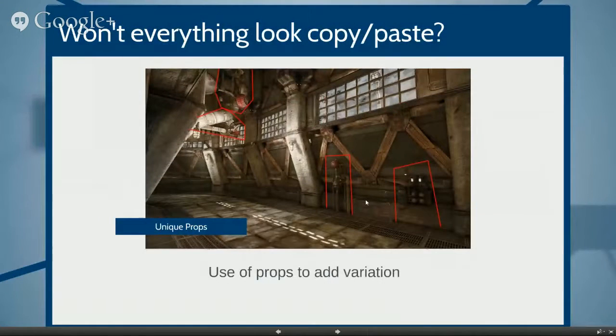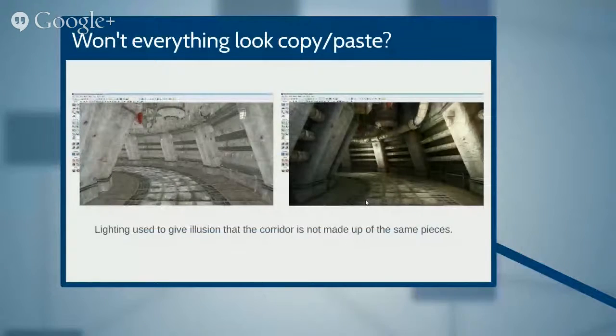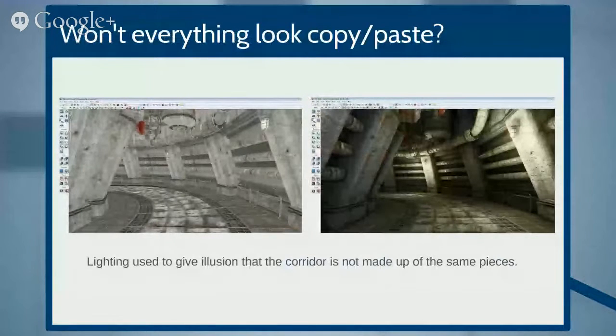So wouldn't everything just look copied and pasted? Well, yeah, things can look copied and pasted, and it is quite important that if you are building something that's a little bigger, then you make sure that you have either unique props put in there. That will help you out a little bit with making sure that things don't look exactly the same all the way around, or you use lighting in a way that allows you to give the illusion that the corridor is not made up of the same pieces as well.